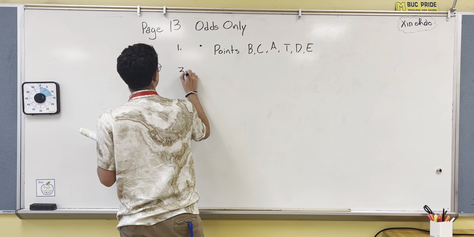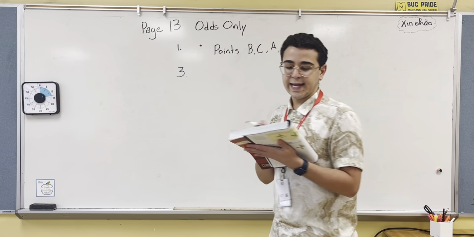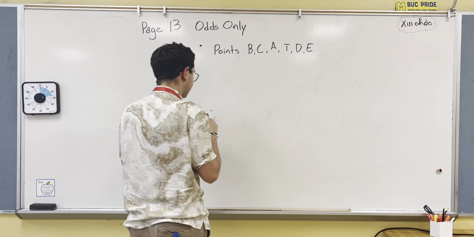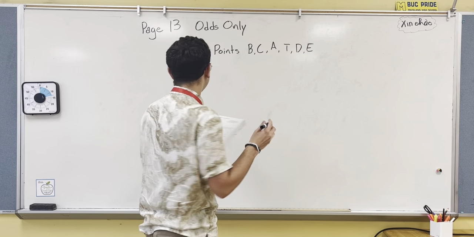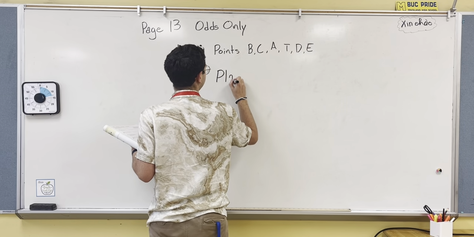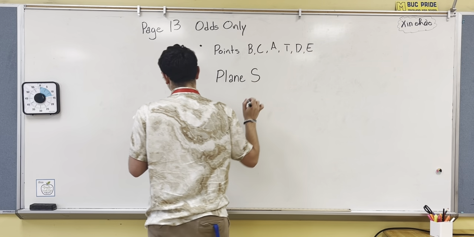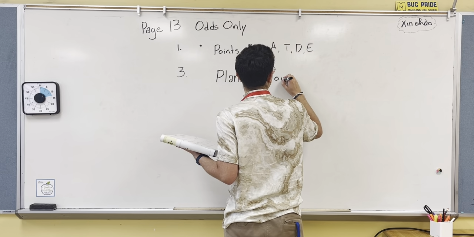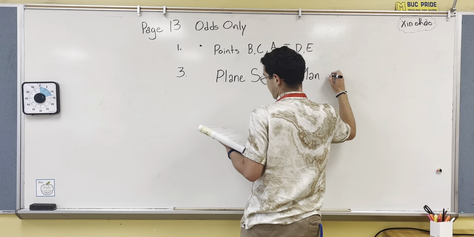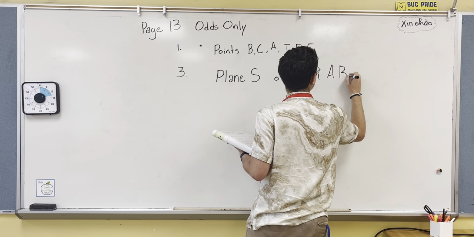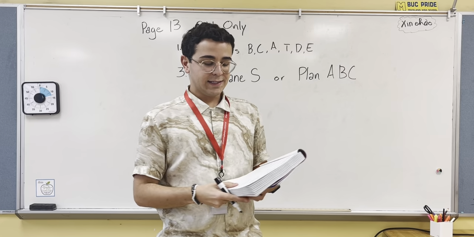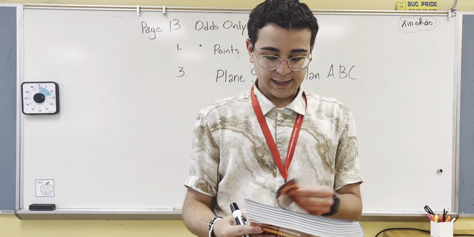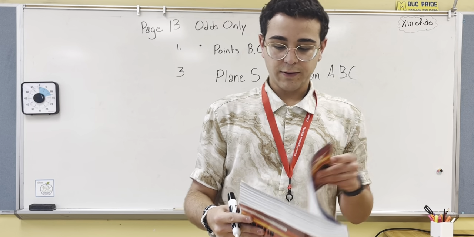Number 3. Name the plane that contains points A, B, and C. Looking at points A, B, and C, they all are located on plane S. We can also call plane S plane ABC, because a plane needs 3 different points, and as long as we have those 3 points, it is considered a plane. Great.